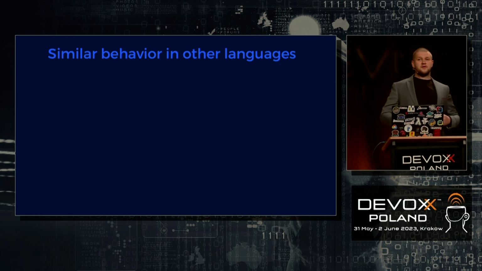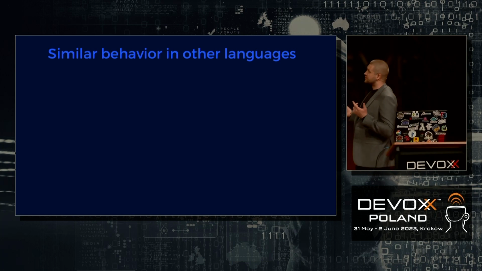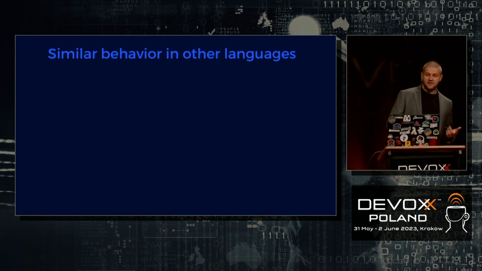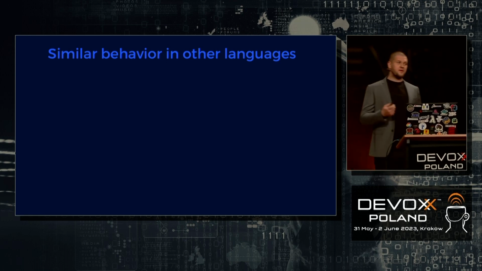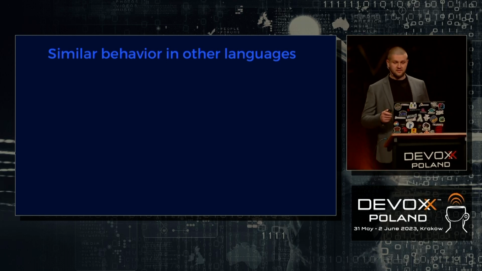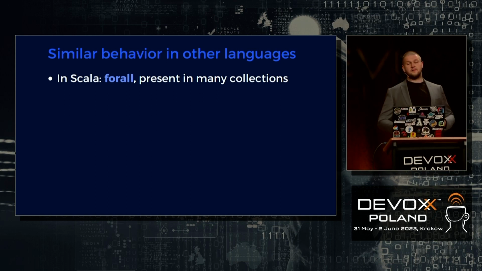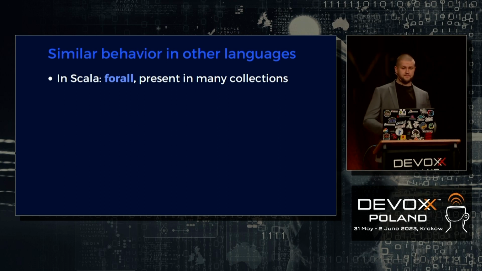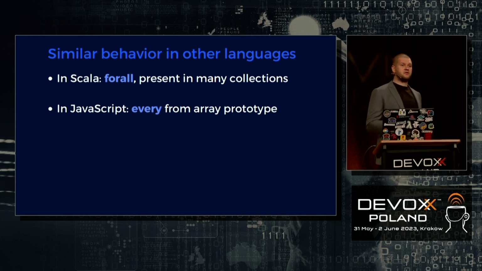Okay, some of you may say that it's only in Java, it's just a coincidence. Well, maybe it is not. Java is not the only language with such behavior, and stream allMatch is not the only construction with such behavior. For example, in Scala, the forall method, which is present in many collections, also returns true for empty arrays. In JavaScript, the method every from the array prototype also returns true for empty arrays.